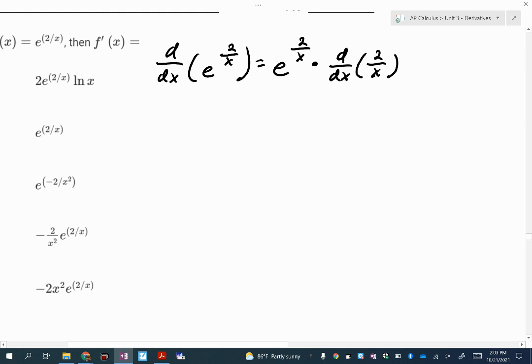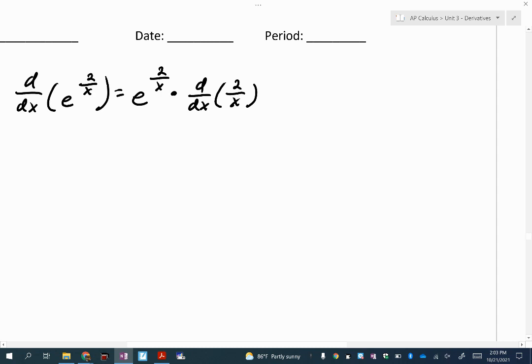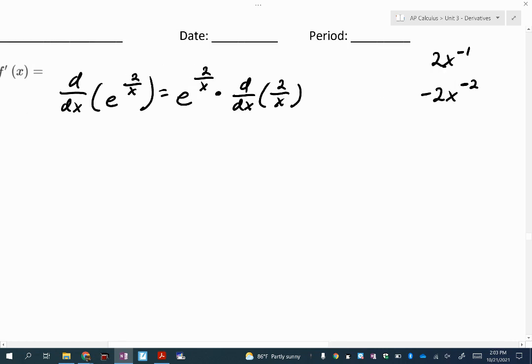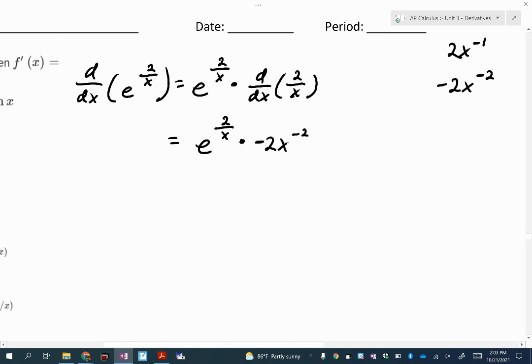Okay, now I'm going to write this 2 over x, do a little sidebar over here. I'm going to write that as 2 times x to the negative first power. So the derivative of 2 times x to the negative first power using the power rule is negative 2 times x to the negative second power. So let me write all that down now. So e to the 2 over x power times negative 2 times x to the negative second power.